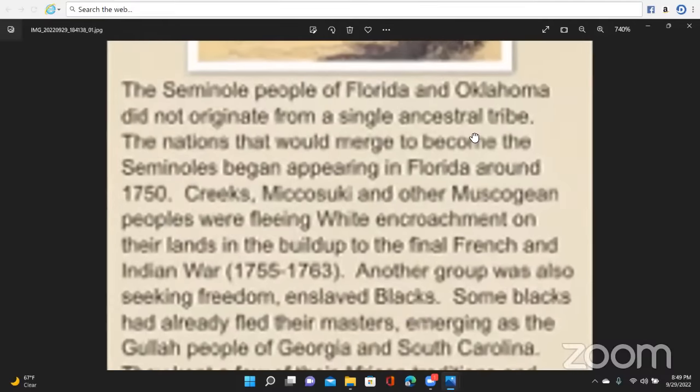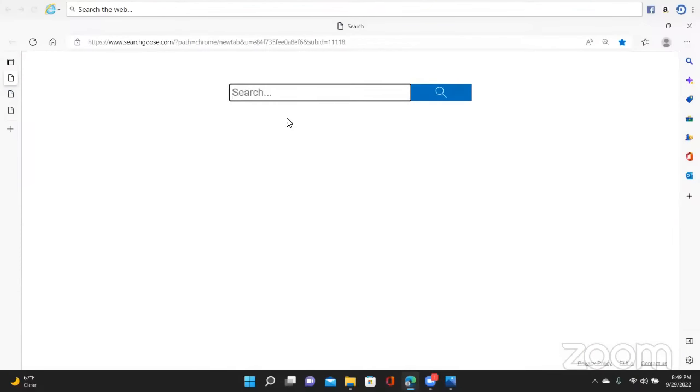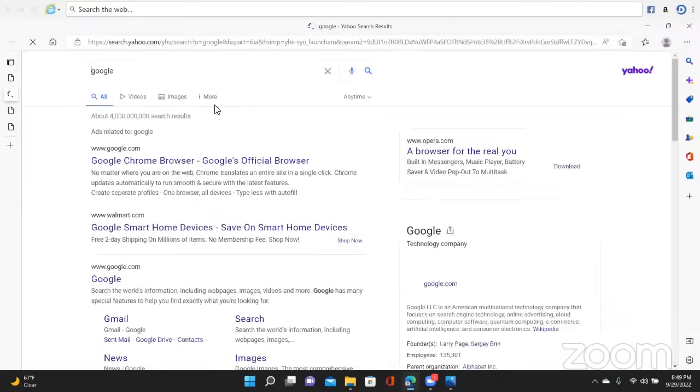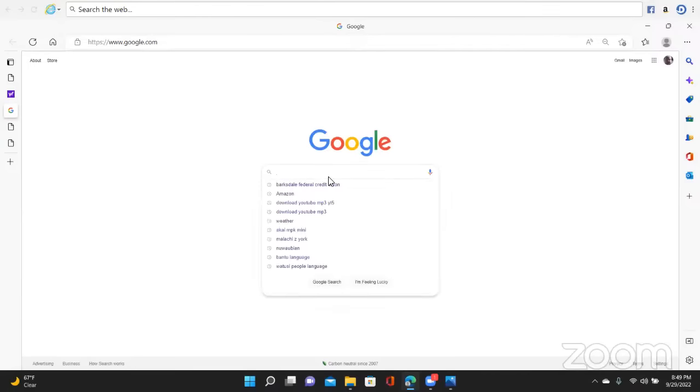Okay, this is the article. Now, stop right here. Go to Google, because we need to find out what this emancipation is. Look up emancipation etymology. Oh, okay, I didn't even type it.